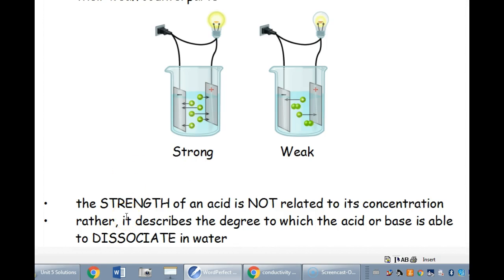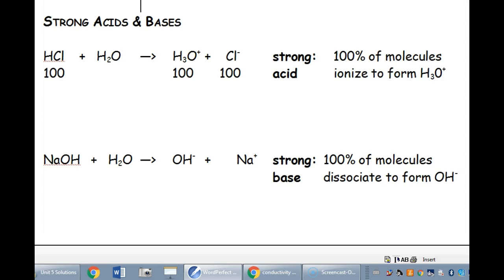So the strength of an acid is not related to its concentration. It describes the degree to which the acid or base is able to dissociate, or donate or accept a proton, in water. Let me explain this a little more.